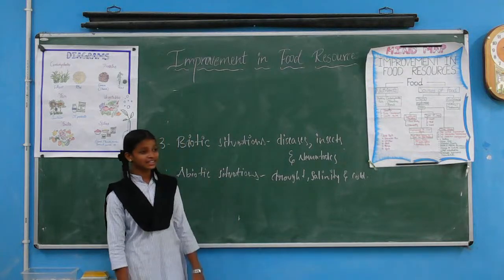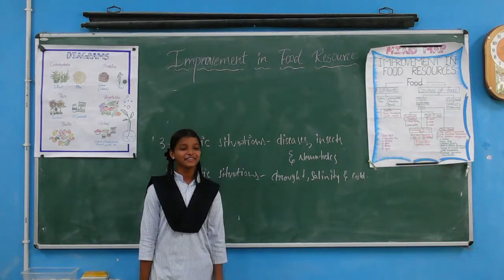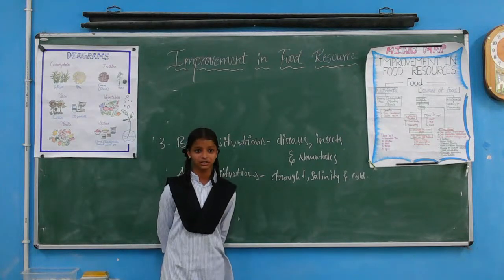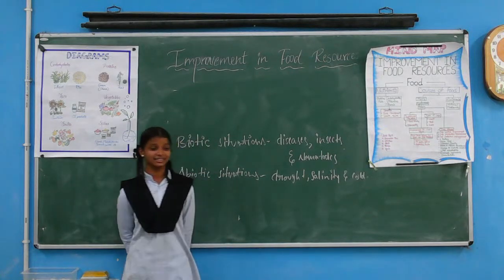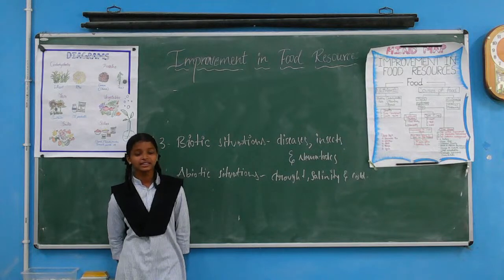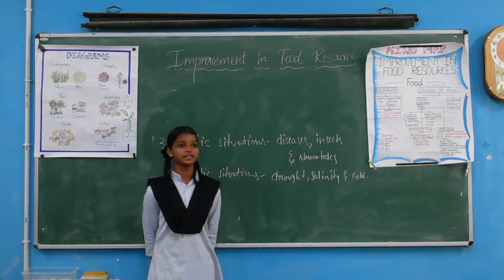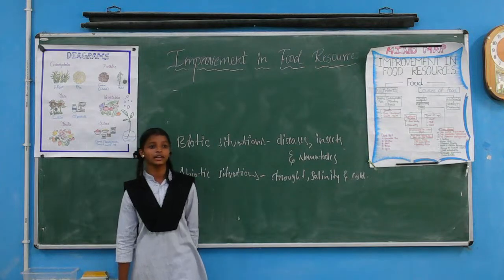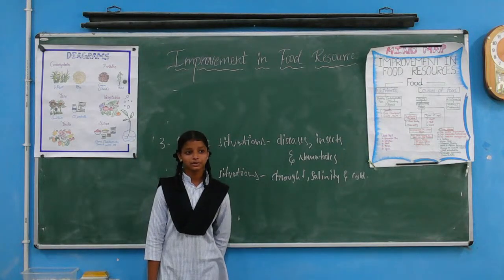The fourth factor is change in maturity duration. From birth to death, all organisms will grow, and it is the same for crops also. In this there is a short duration, which means some crops take a very short time to grow. In that case, farmers can grow some more crops.